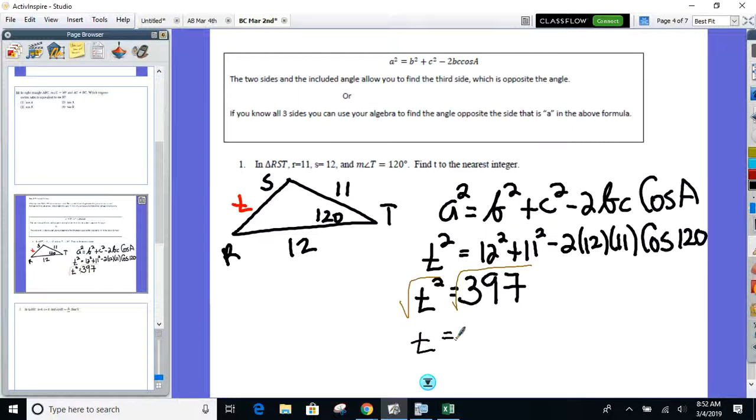So t is about how long? 20 units. And that makes sense. Go back to your diagram. Is there going to be an angle bigger than 120 here at all? Nope. So where does the biggest side have to be? Across from it, right? So that's why 20 had to be bigger than 12. This answer had to be bigger than 12 and 11.